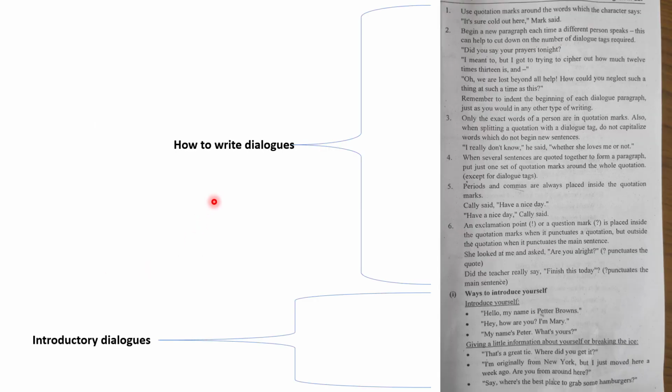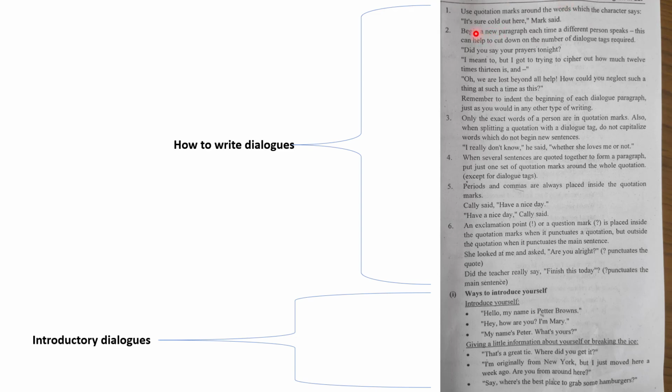So here I've used the book cutouts. The first portion is showing you how to write the dialogues, point by point. The first one says use quotation marks around the words which the character says. For example, here you can see that there are apostrophes and a comma used in this particular dialogue. So you have to use quotation marks around the quote provided by the speaker.